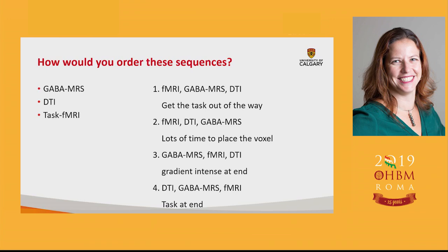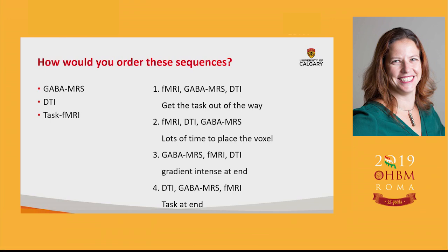So this is alluding back to Dr. DeGraff's presentation about your scanner stability. If you're designing your experiment, because we work in the MR environment and everybody seems to want to do multiple things, there are very few studies that are just spectroscopy. How would you order these 3 sequences? One being your GABA MRS sequence, one being your DTI sequence, and one being a task-based fMRI.